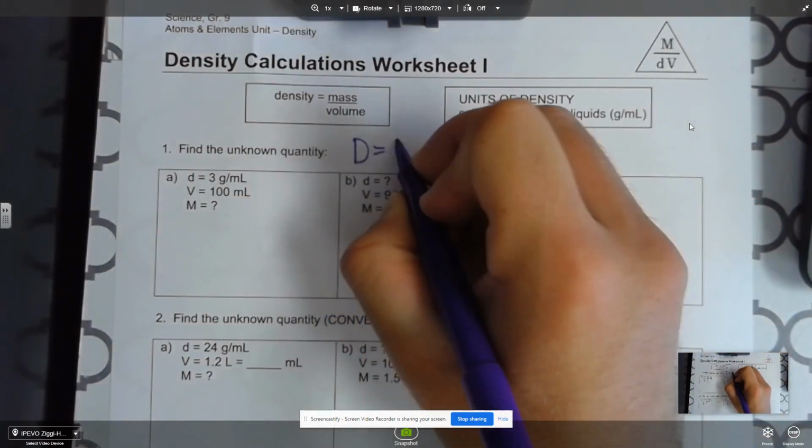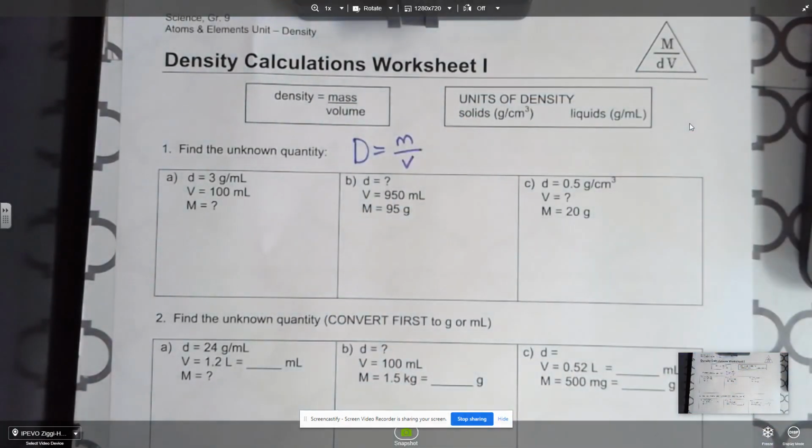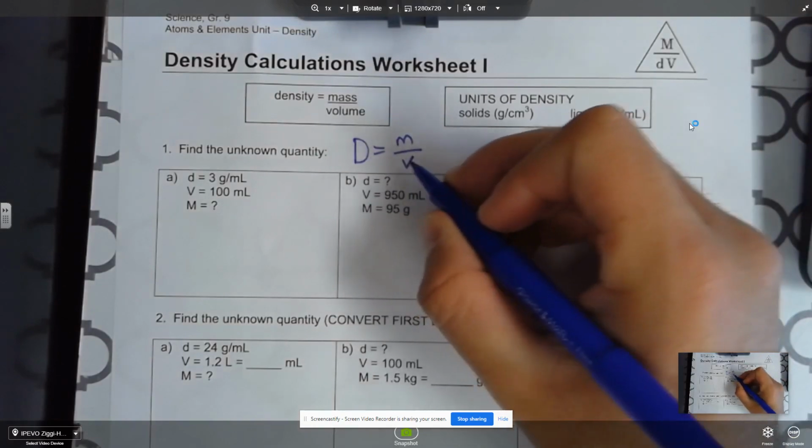Now density is mass over volume. But that's not the only way you could write this out. There are different ways to write this out, meaning you don't always solve for density. Sometimes you need to solve for volume. Sometimes you need to solve for mass. And so we can rearrange this equation.